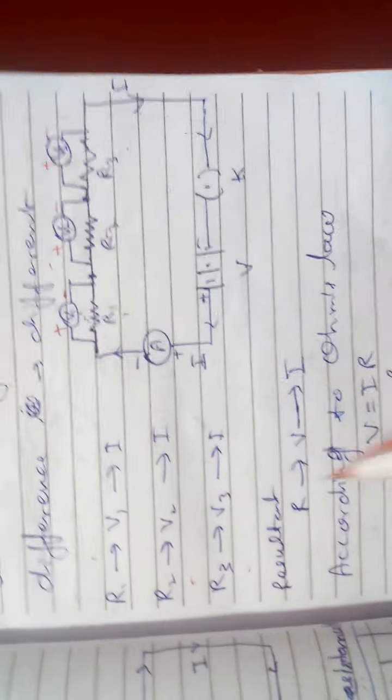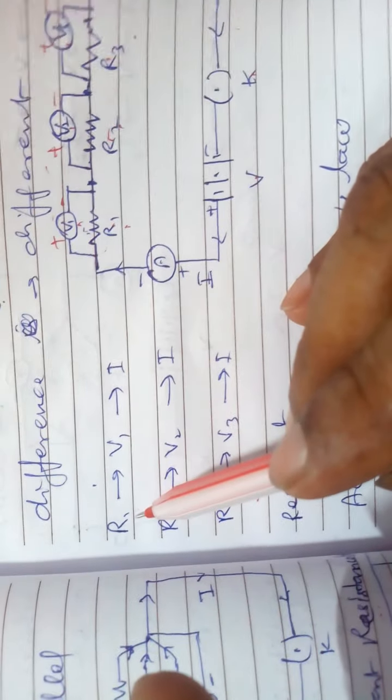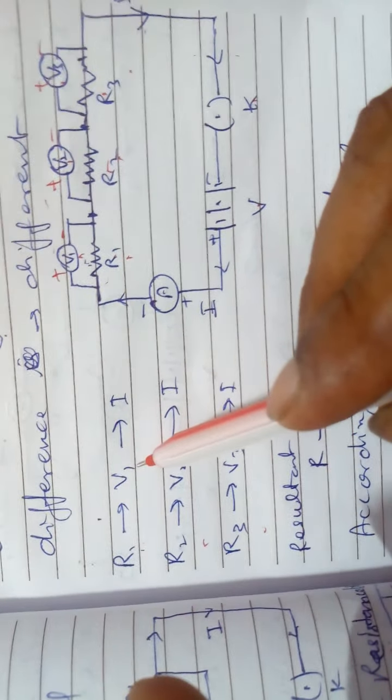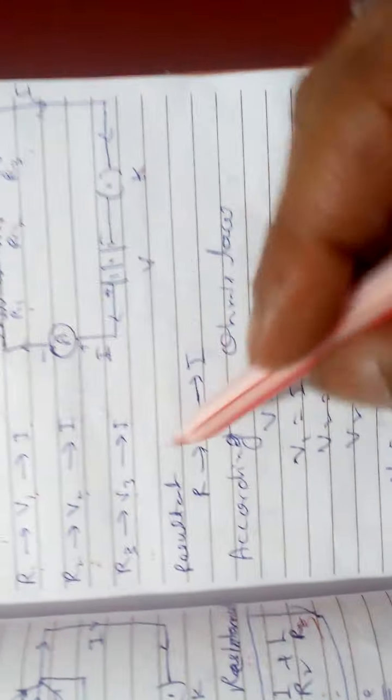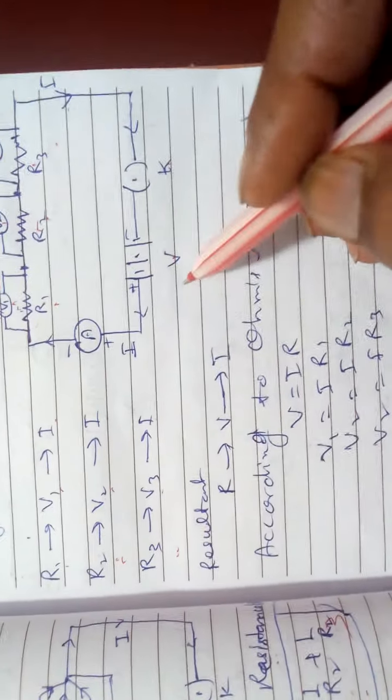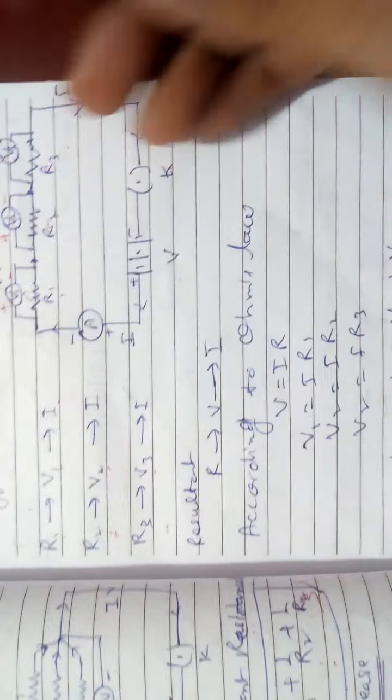It is a series combination. R1 has potential difference V1, and the current is the same for all. V1, V2, V3 and R1, R2, R3 change, but the current is the same. The resultant of the total is V, I and R. The total resistance of the combination of the 3 is R, with V and I.